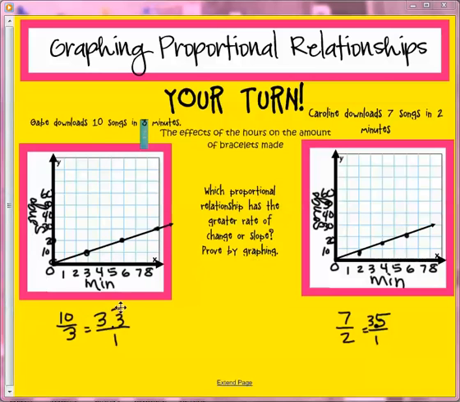Okay, so I plotted my points, and I look at my unit rates. And if you look here, Caroline is downloading more every minute.